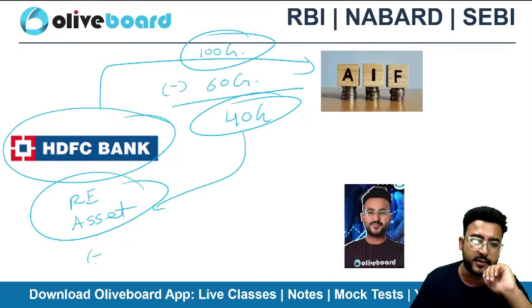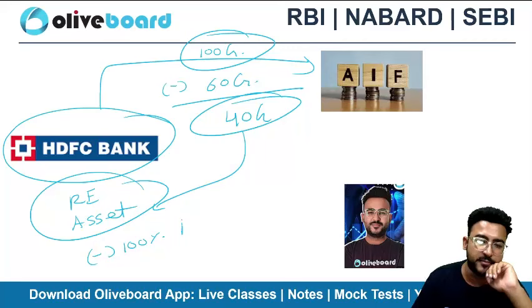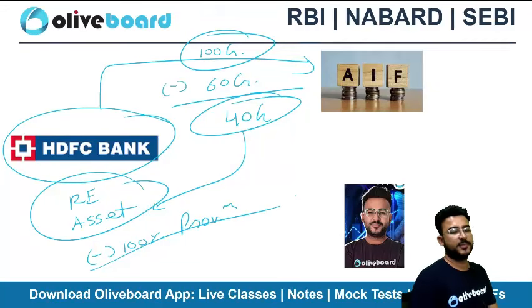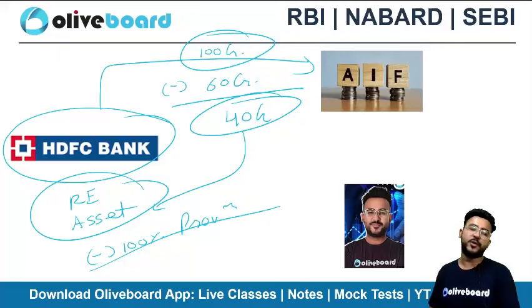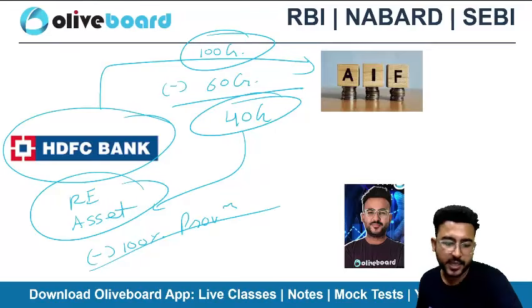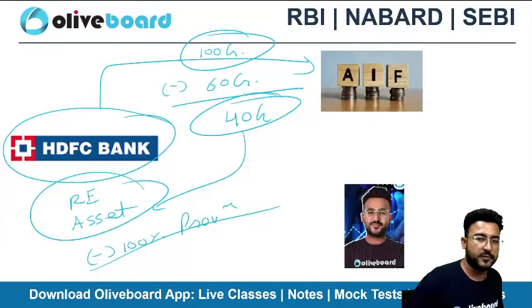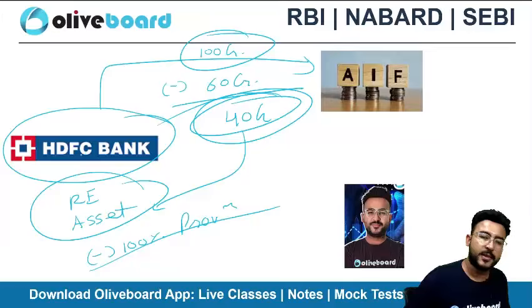No need to show it. Give 100% provisioning. Write it off. Give 100% provisioning. Write this 40 crore off. That's what the meaning of creating 100% provision is. Ideally, I should be only keeping 5%. Anything above 5%, 40 crore, write it off.